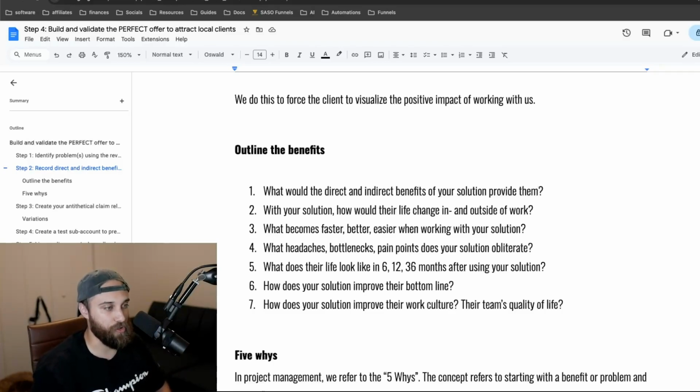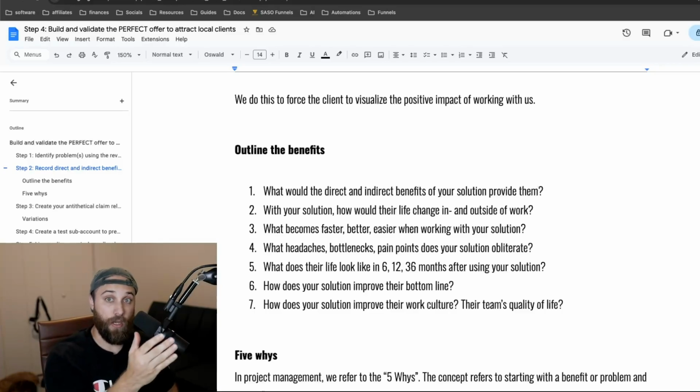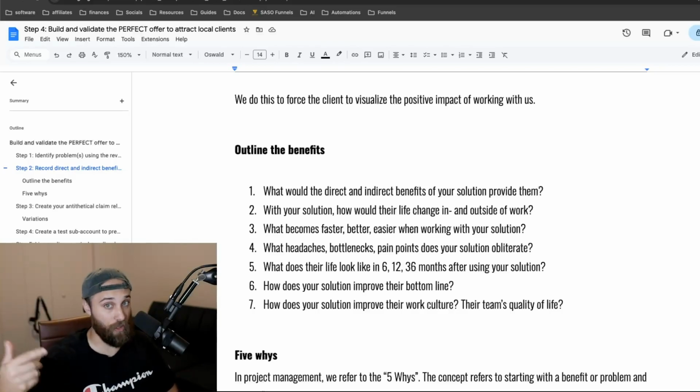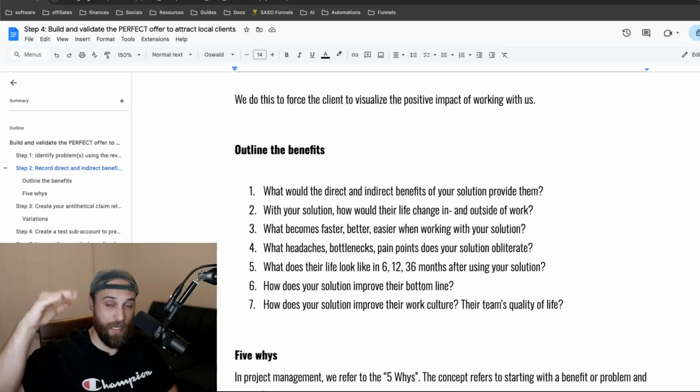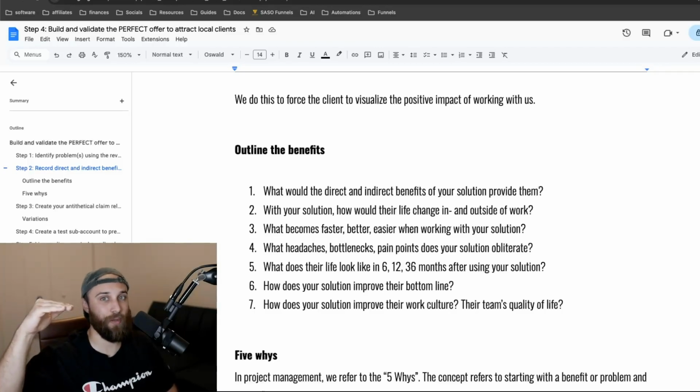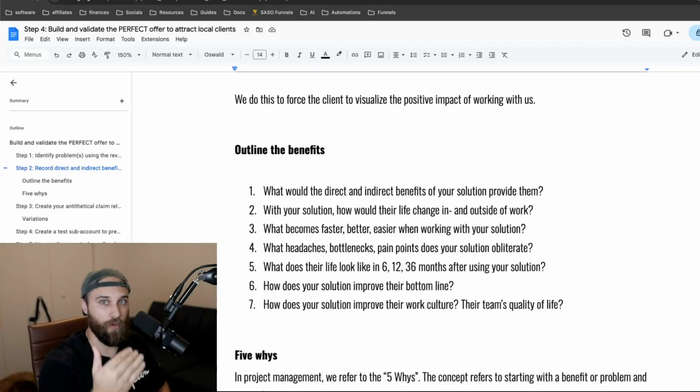Number 6, how does your solution improve their bottom line? This is what I was saying earlier. Everything B2B needs to be about increasing their bottom line. You're either making them more money because you're putting more revenue in, or you're helping them keep more money, increasing profits because revenue is pretty stable. Maybe there's a little up or down, but profits are increasing because expenses are decreasing, and your software or your solution is helping them decrease the costs, right?